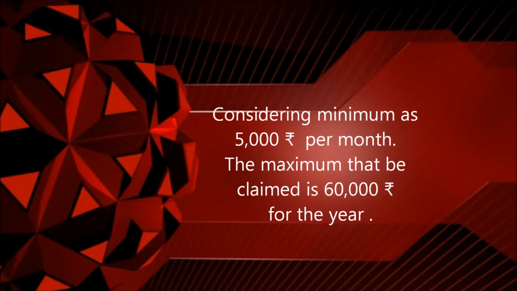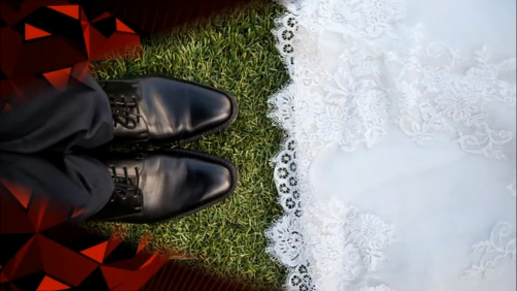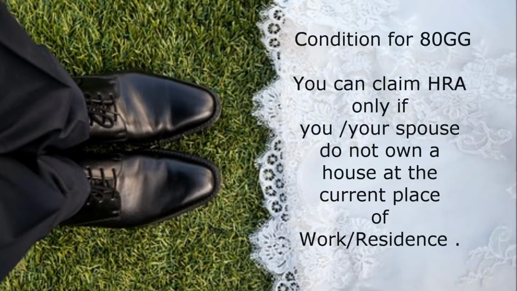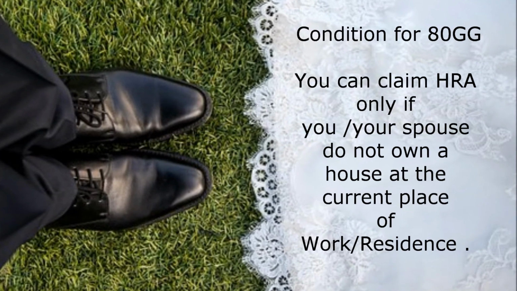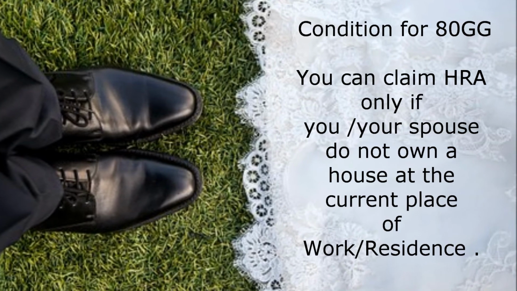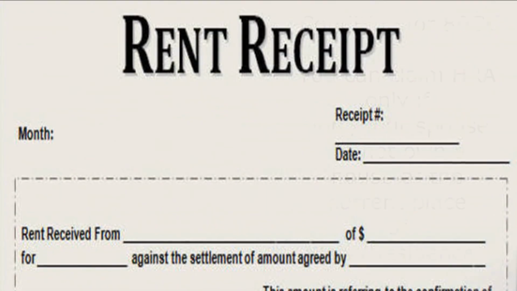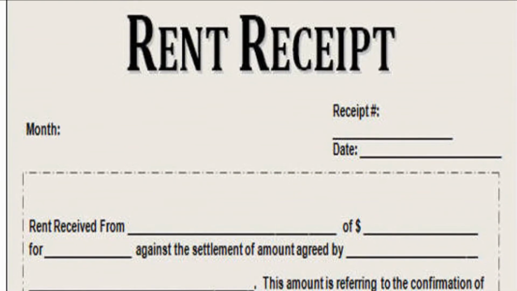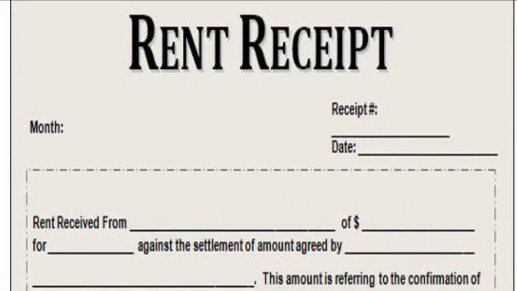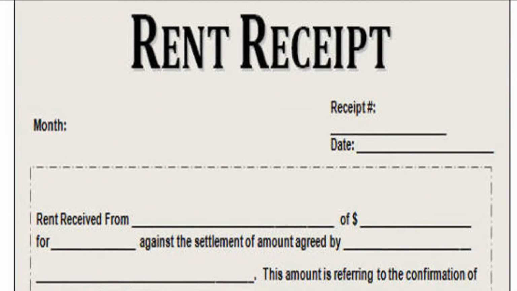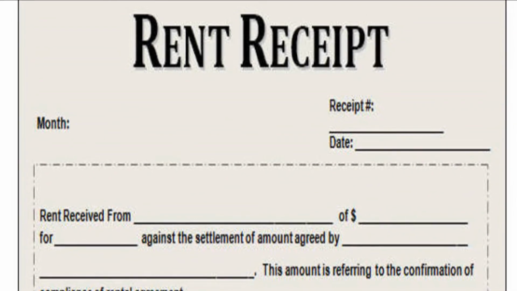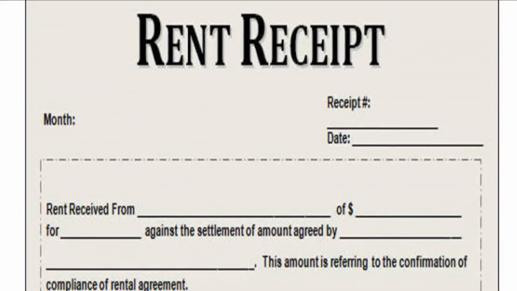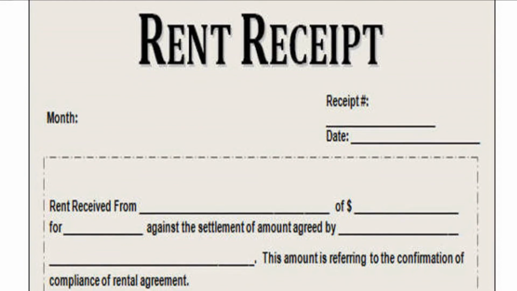Now you can claim HRA under 80GG only if you or your spouse do not own a house at the current place where you reside or where you work. Now, as proofs, rental agreement or rent receipts can be submitted to the employer if you are claiming it under Section 10(13A). Or if you're claiming it under 80GG, then you may have to keep them ready. So whenever the income tax department asks you for them, then you may have to submit it to them.